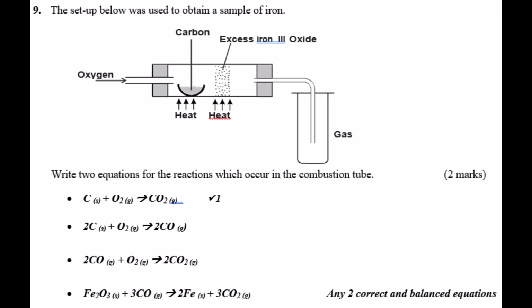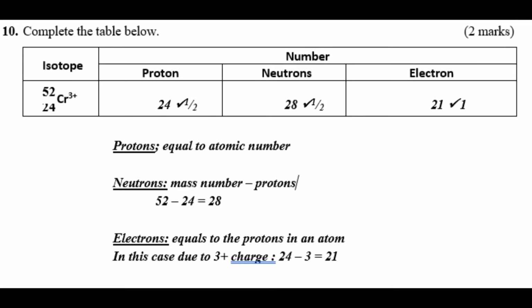Equation 3, the carbon monoxide is a very unstable gas, so it can as well react with oxygen to form carbon dioxide. The iron(III) oxide can be reduced by carbon monoxide to form iron metal, and carbon dioxide is also produced. Number 10, you're given the table, the data you are to complete.